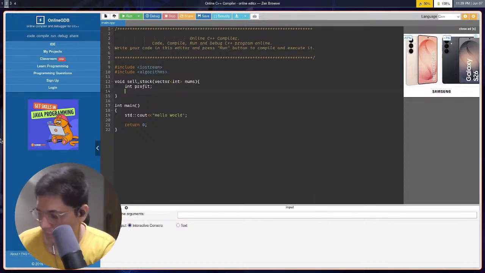We can take two pointers. One is slow, one is fast. The slow will move one point ahead, and fast will be moving two points ahead.